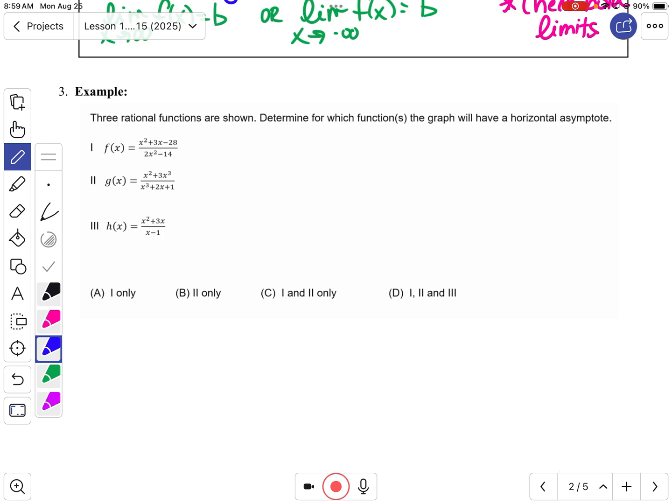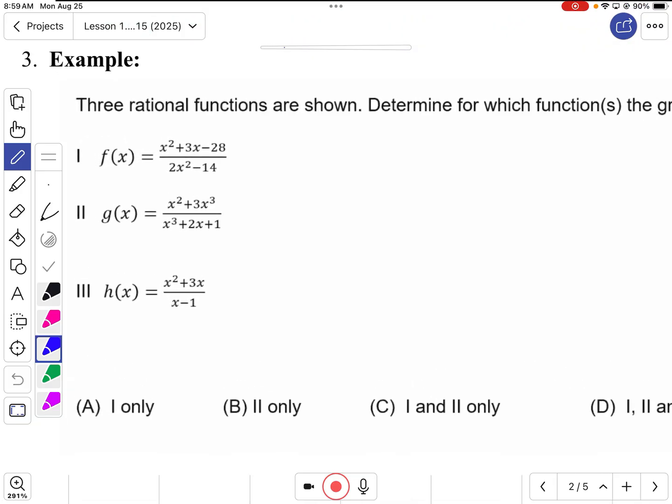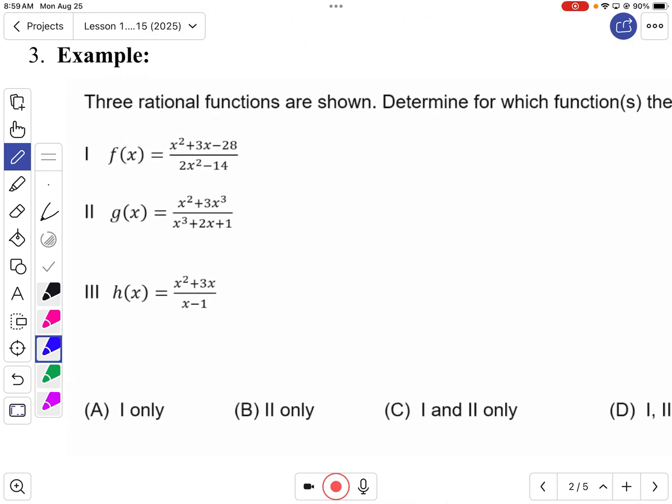It says, 3 rational functions are shown. Determine for which functions the graph will have a horizontal asymptote. So let's take a look at the first one. I have, let me zoom in there, x squared plus 3x minus 28 over 2x squared minus 14. What would be the end behavior of that function?